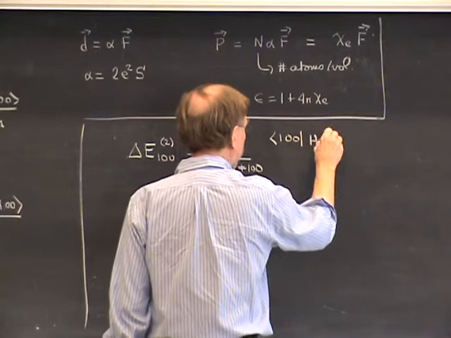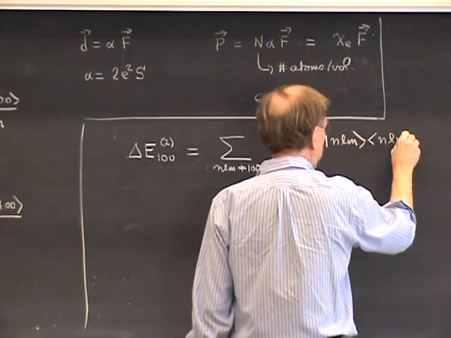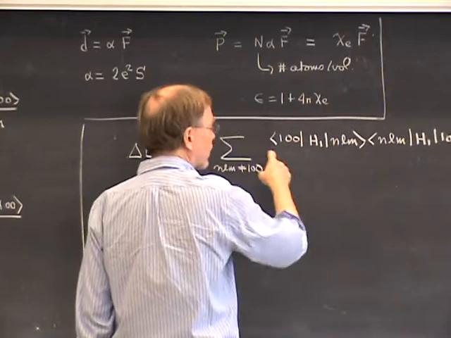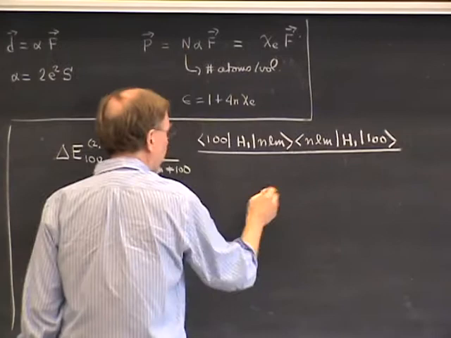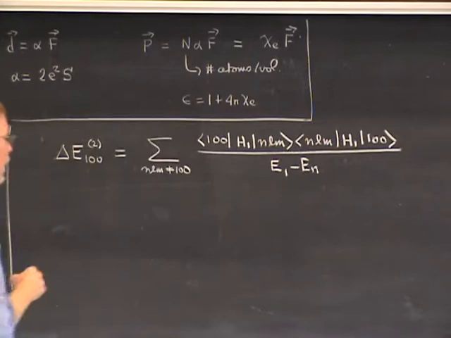And then the same matrix element repeated backwards. Its complex conjugate, in other words, 1-0-0. These matrix elements are really real, so the complex conjugate doesn't matter. But I'll write them in this order anyway, because it makes it look nice. And then it's divided by an energy denominator, which is E1 minus EN. These are the unperturbed energy levels. They depend only on the principal quantum number N.